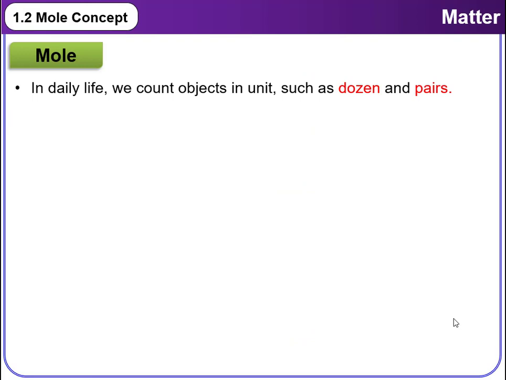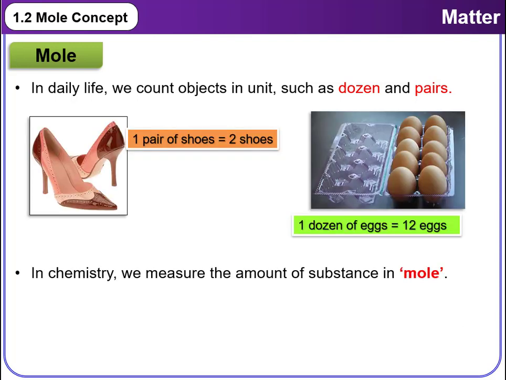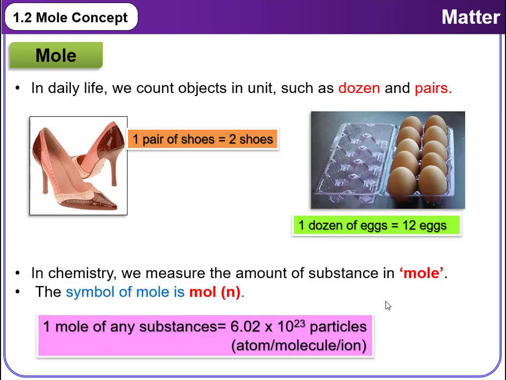Mole. In daily life, we count objects in units such as dozen and pairs. One pair of shoes, we know that it is equal to 2 shoes, right? How about if we have 1 dozen of eggs? 1 dozen of eggs means we have 12 eggs.